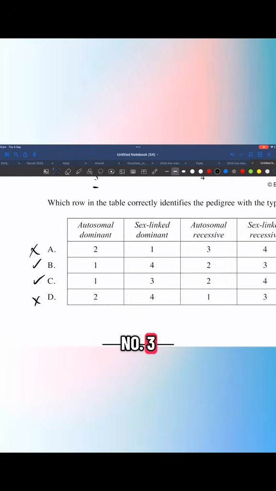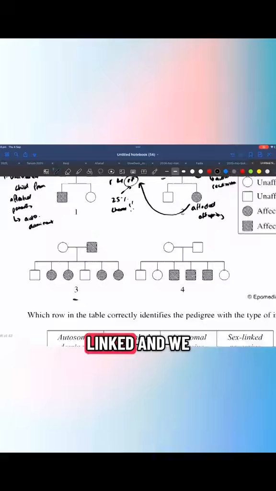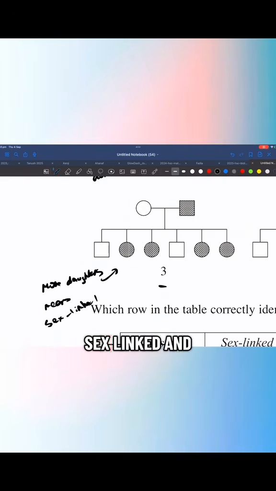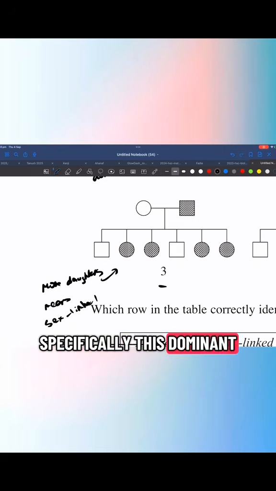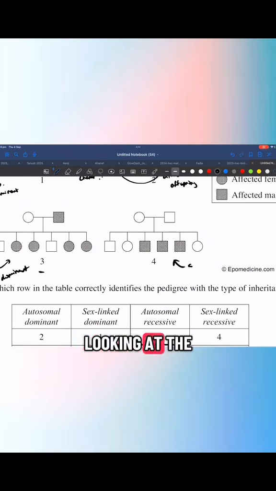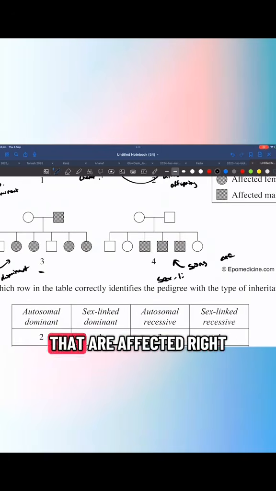Now looking at number 3, this is definitely going to be sex-linked, and we just have to classify which one. When you see there's more daughters than sons that are affected in this case, this refers to sex-linked and specifically this dominant type. Looking at the 4th pedigree, we've got sons that are affected, right? This refers to sex-linked recessive.